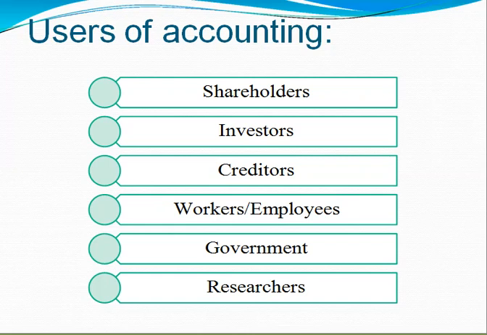Creditors means the supplier of raw material. We can purchase our raw material. The supplier can see our financial statements, trading account, P&L account, and balance sheet, and then decide whether they can supply us or not. Workers, employees, government: the government also can decide their taxes with the help of our financial statement.